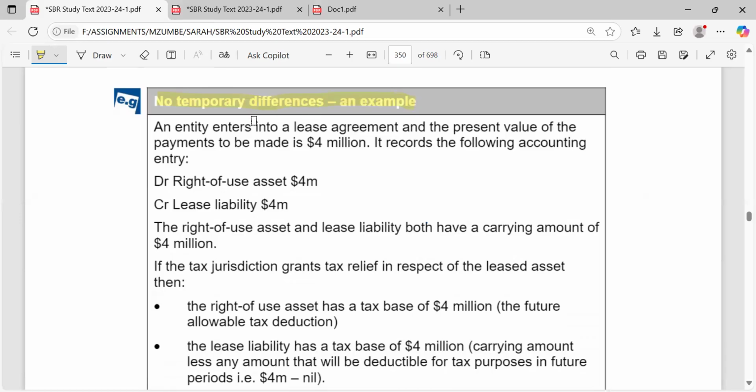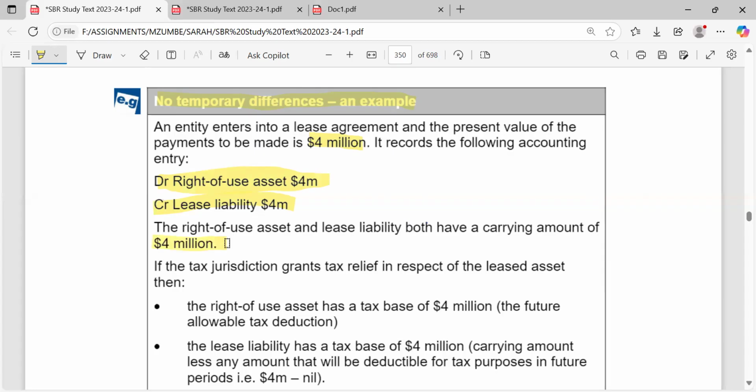An entity enters into a lease agreement and the present value of the payments to be made is 4 million. Present value of lease payments, we mean. So we usually record the following. We credit the lease liability at its present value, and then record it as the right of use asset. This is just the normal principle of IFRS 16. So you see here, the right of use asset and lease liability both have a carrying amount of 4 million.